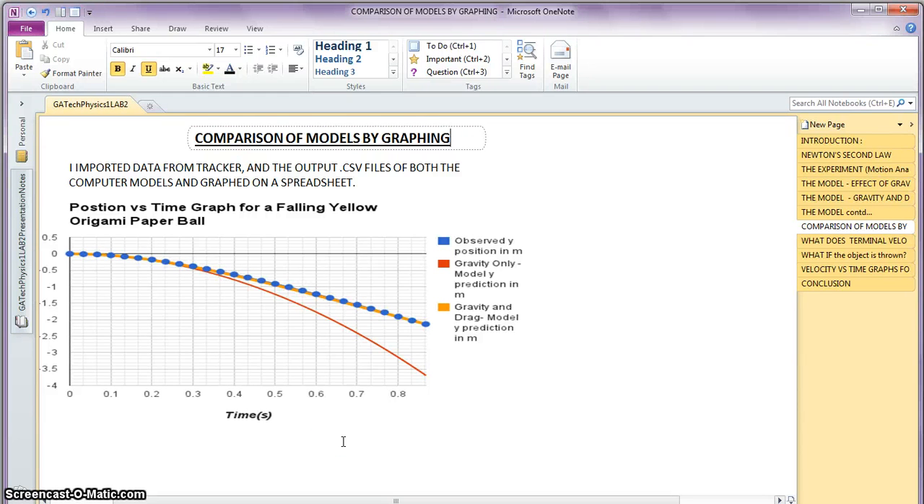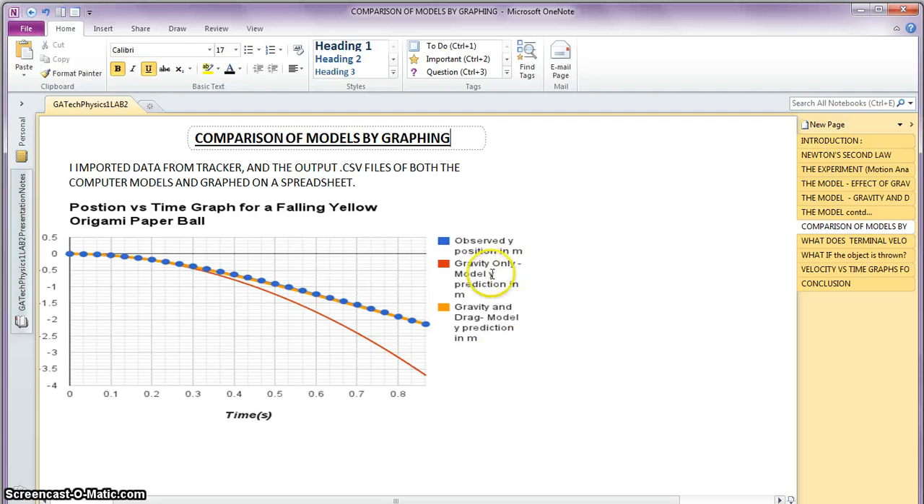I then prepared a graph using a spreadsheet program by importing all the data output by Python and compared it with the observations. Position versus time graph for the falling origami paper ball is shown here for all the three different situations. The experimental data has been plotted in blue.